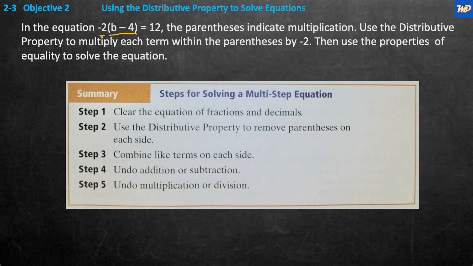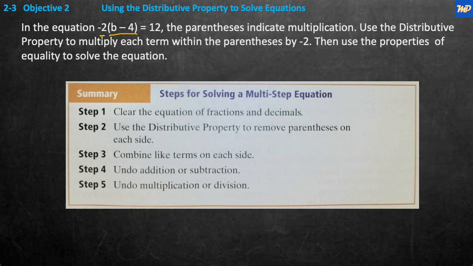These are pretty much common, what you should do. First thing you do, clear the equation of fractions and decimals. That's smart because it makes working with integers a lot easier when you think through the problem in your head. Then use the distributive property to remove parentheses on each side. Once you've removed the parentheses, combine like terms on each side.